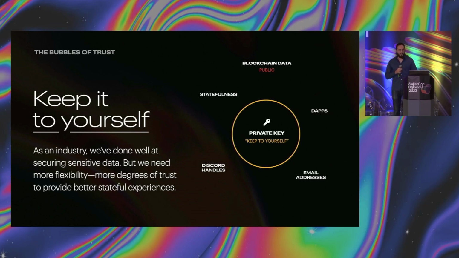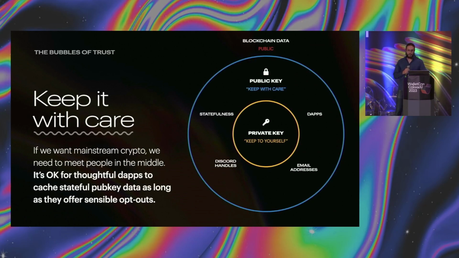So dApps, accounts, the personal information backing those accounts, statefulness, all of this is expected to live outside of the keep to yourself bubble, alongside the data that's stored on the public blockchain. This is disempowering for the average person. So, to make sure that we can welcome in the next generation of digital asset holders, we need to consciously adopt a new layer that can thoughtfully aggregate things like email addresses, Discord handles, and other account information against public keys. We should be using individuals' public keys to deliver stateful experiences.